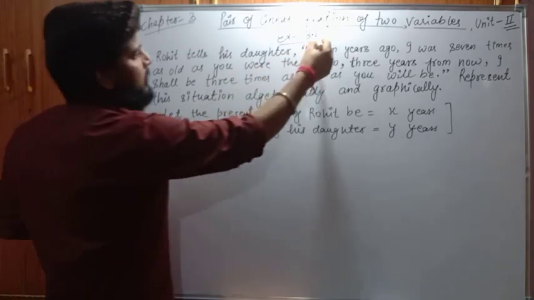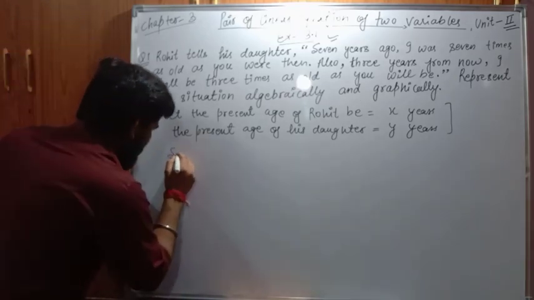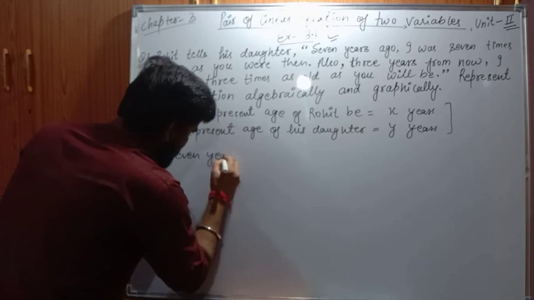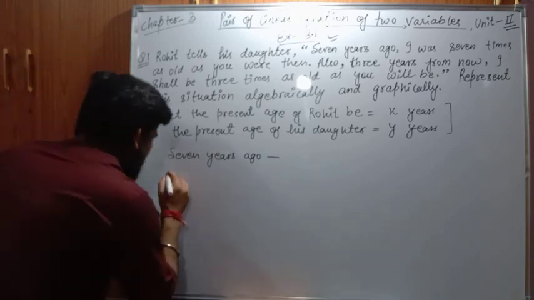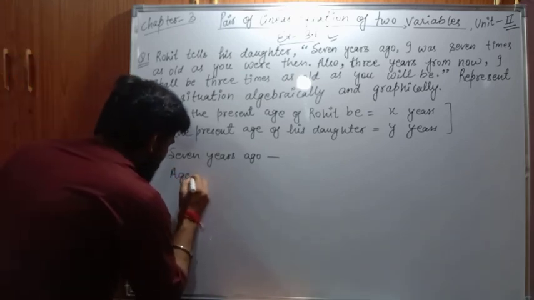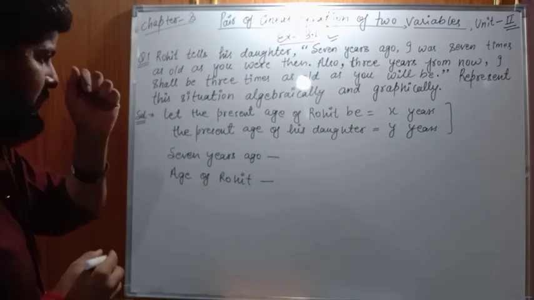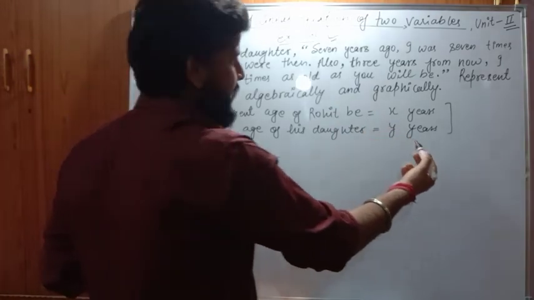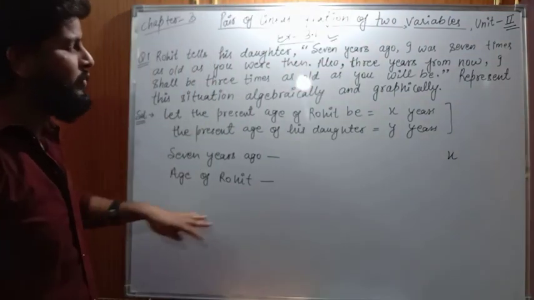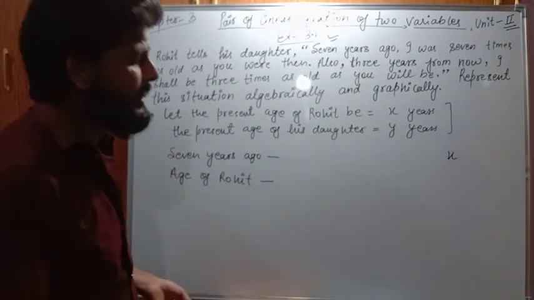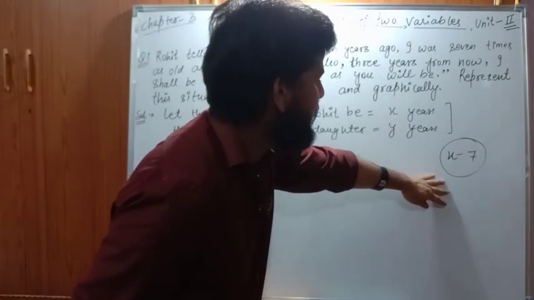Now we go with the first scenario, 7 years ago. Age of Rohit. See, now think one thing, if the present age of Rohit is x, so before 7 years what was the age of Rohit? If we subtract 7 from the present age, then this was the age of Rohit before 7 years.